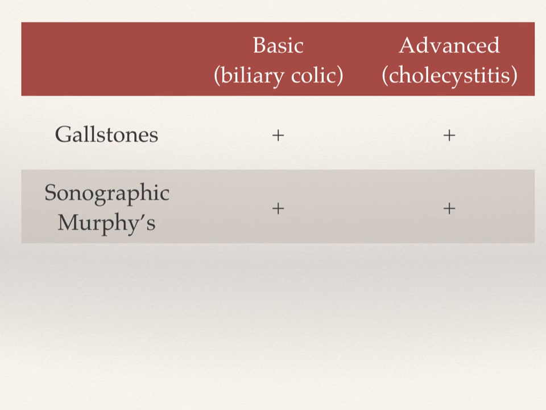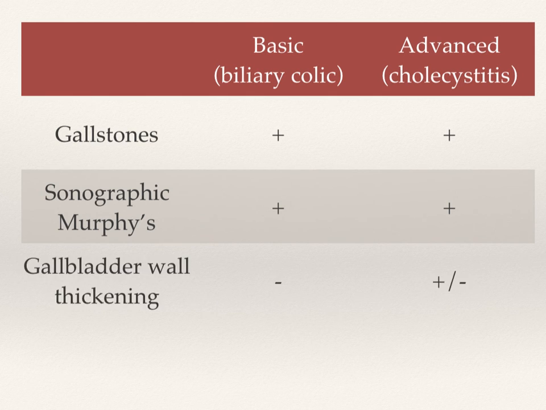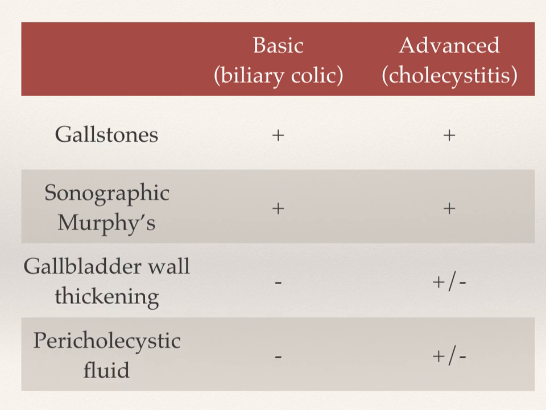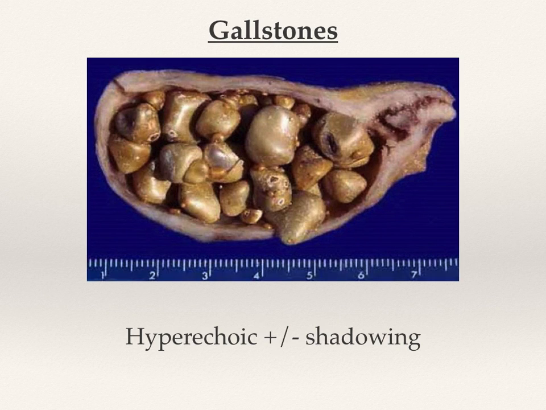Secondly, there should be a sonographic Murphy sign. They should be tender over the gallbladder when we press on it. Gallbladder wall thickening shouldn't be present in the case of biliary colic, but it may be there if you have cholecystitis, and that goes as well for pericholecystic fluid. We're going to go through the gallstones, gallbladder wall thickening, and pericholecystic fluid now, so you know what they can look like and some mimics of them, and then we'll put it all together when we look at some cases of acute cholecystitis. So again, gallstones, they should be hyperechoic with shadowing behind them.